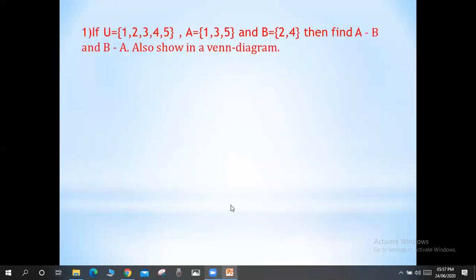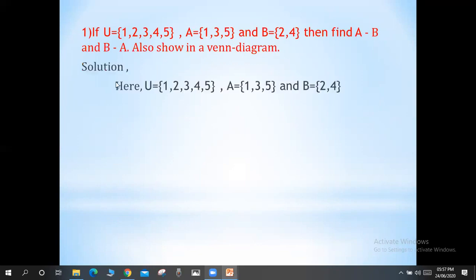Okay, next example. If the universal set is {1, 2, 3, 4, 5} and its subset A is {1, 3, 5} and B is {2, 4}, then find A difference B and B difference A. Also show it in a Venn diagram. Let's first see what type of relation is given. A and B are subsets of the universal set, and A and B are disjoint sets because there are no common elements.